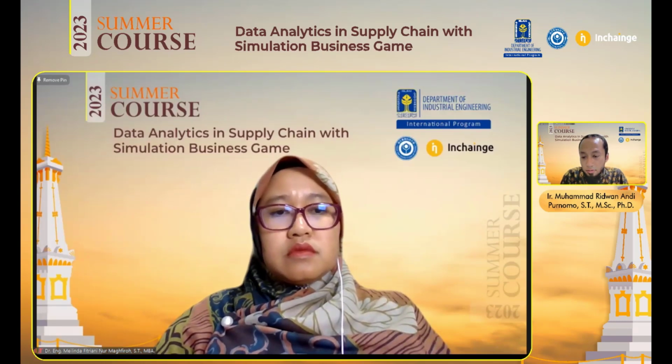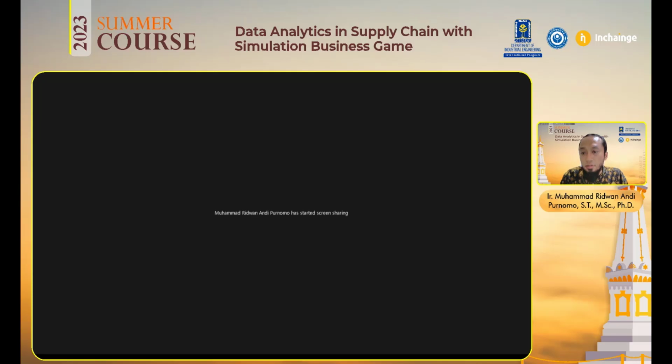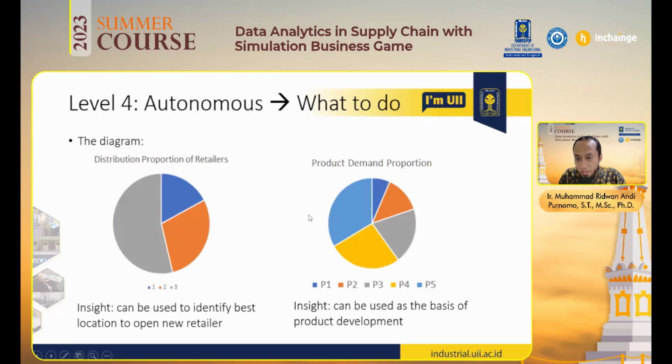Okay, this one. Oh, this is the best. Actually, I can copy and paste from this slide, but I don't want to. We just continue. Okay, this one: after we determine the number of products to be delivered to R1, R2, and R3, and also the number of every PATs to produce, based on the distribution of every retailer, then we can plot it in a graph. So from here we can get the insight.